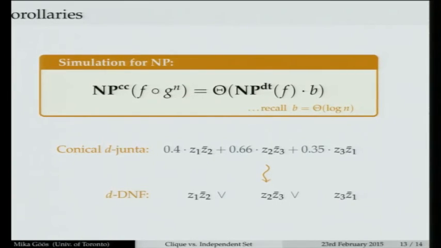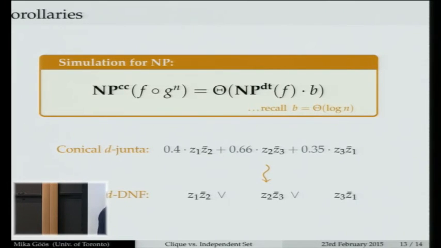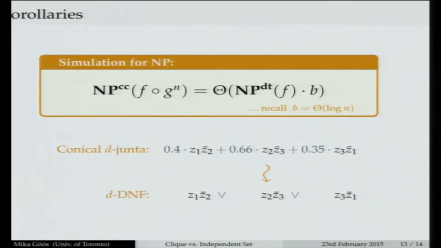So directly out of this structure theorem, you get a simulation theorem for non-deterministic computations. You can relate exactly the non-deterministic communication complexity of the composed function with its non-deterministic decision tree. And you have this additional term, which is just the size of the gadget, which we take to be log n.